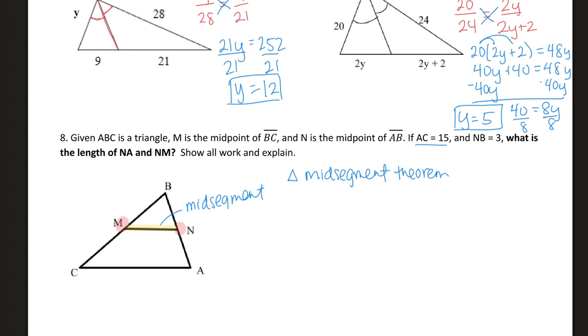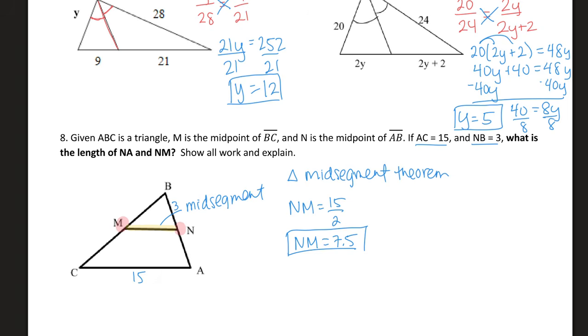So they tell us that AC is 15. They tell me that NB is equal to 3. So that means I can solve for the length of MN, or NM, I guess, in this case, how they ask it in the question. So NM is just going to be half of 15, or 15 divided by 2. So NM is equal to 7.5.